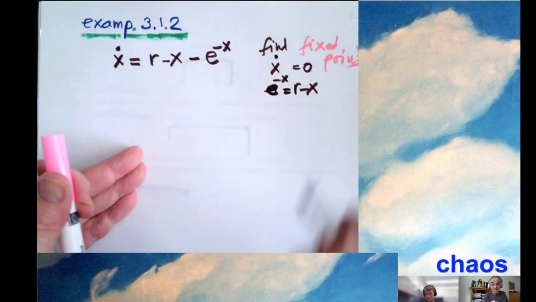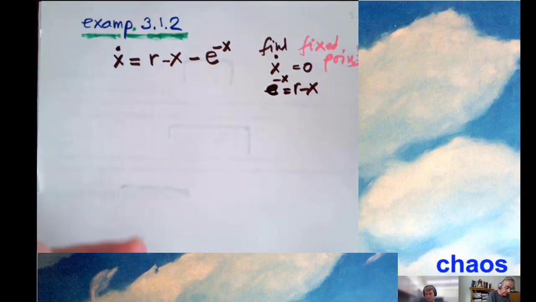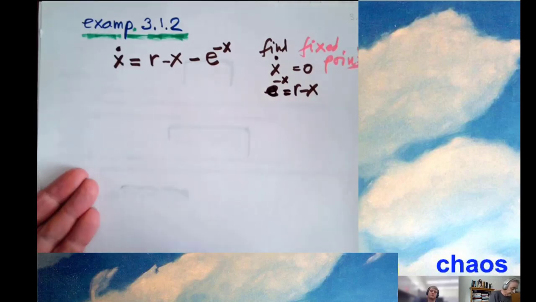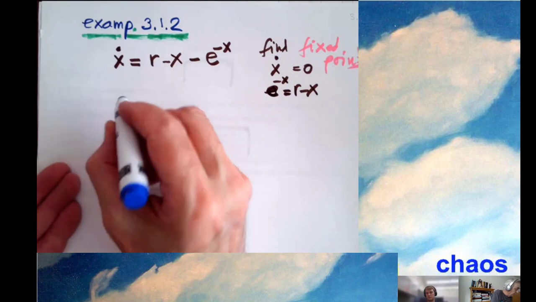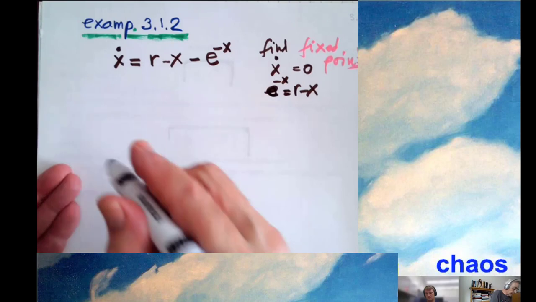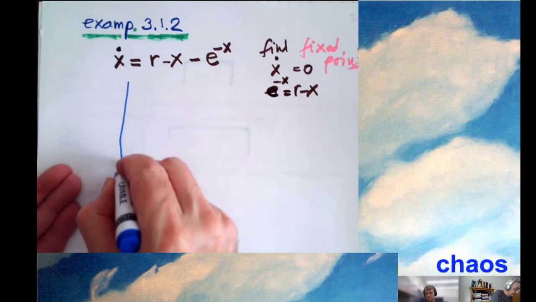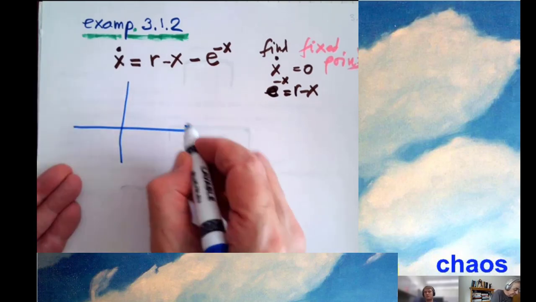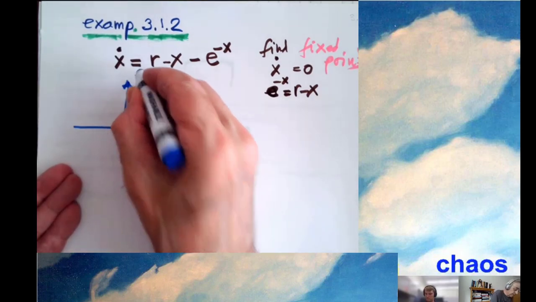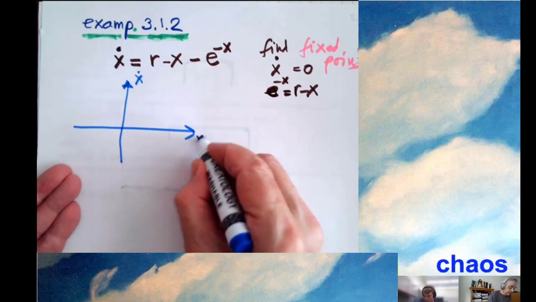Now, that's a transcendental equation. I mean, it's a perfectly good equation, but there is no closed formula for this other than what you see in front of your eyes here. But we know what to do. This is a function of x, and this is a function of x. So let's just plot both of them. So here is my plot of x dot and x.